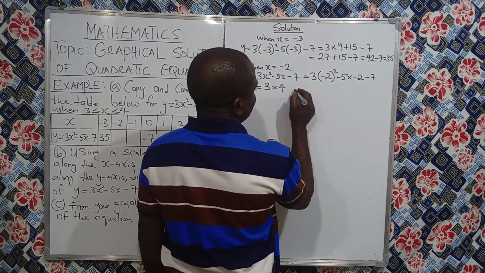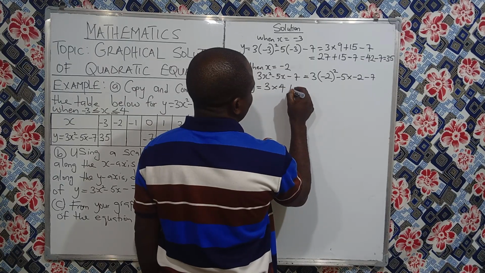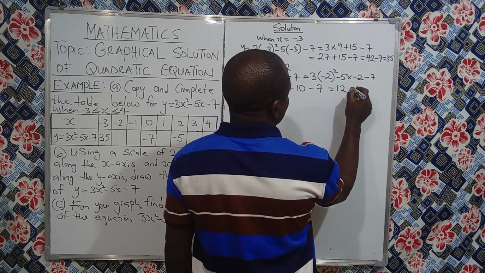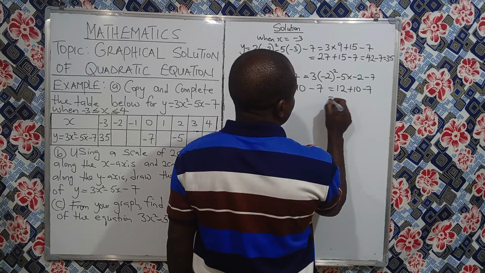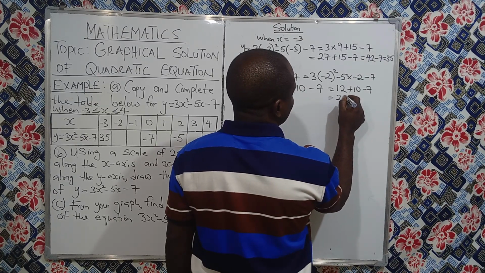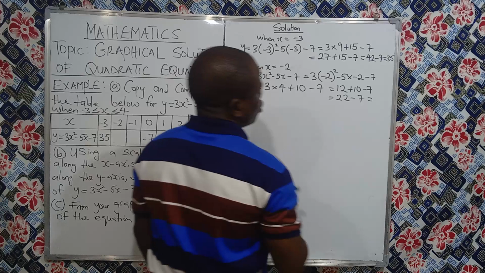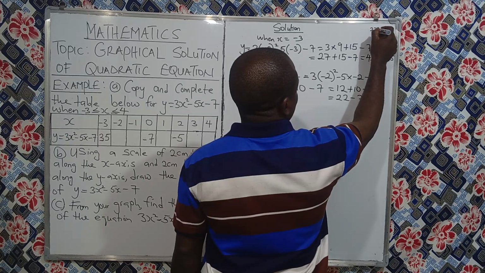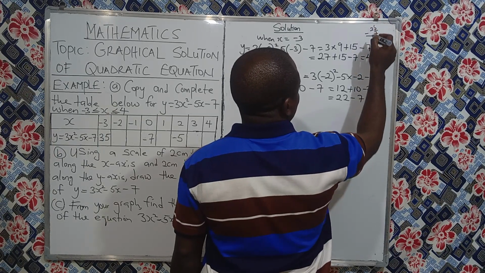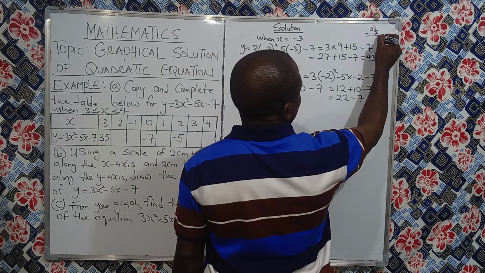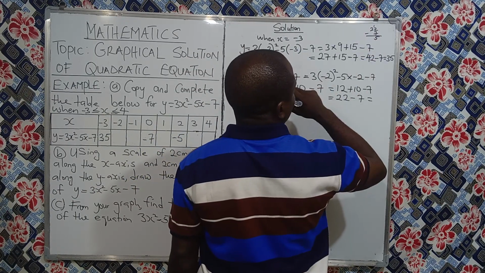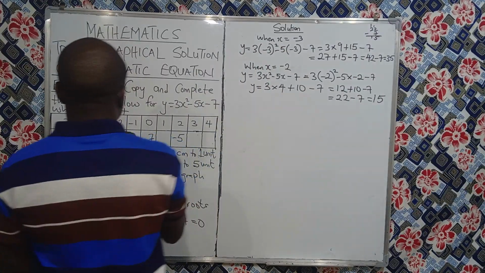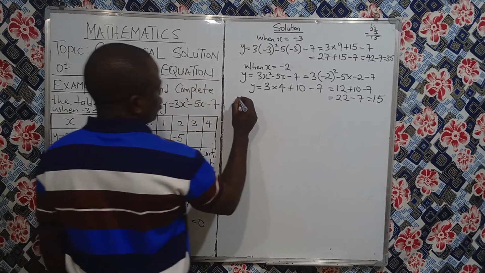Okay, minus 5 times minus 2, that's plus 10, minus 7. 3 times 4, that's 12, plus 10 minus 7, which is 12 plus 10, that's 22, minus 7. 22 minus 7, that's 15. Let's confirm 22 minus 7. Borrow 1 from here to here. 12 minus 7, that is 5. Give me that one, that's 15. Yes, you are right, 15.